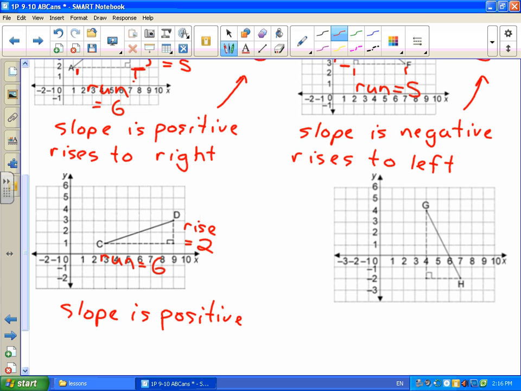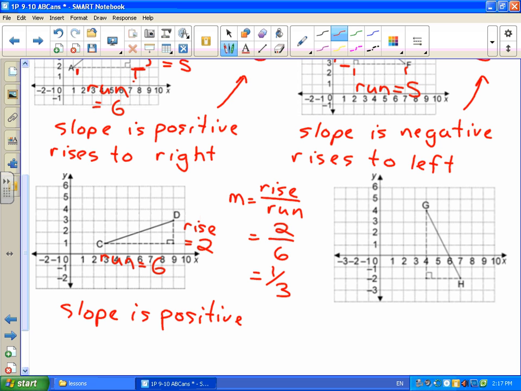So if we put these things together, what is our slope going to be? Well, it's going to be rise over run. Our rise is 2. Our run is 6. So if we put this fraction in lowest terms, we get a slope of 1/3. And again, our slope is positive. It's a positive number, just like we expect. All right, look at the last one here.